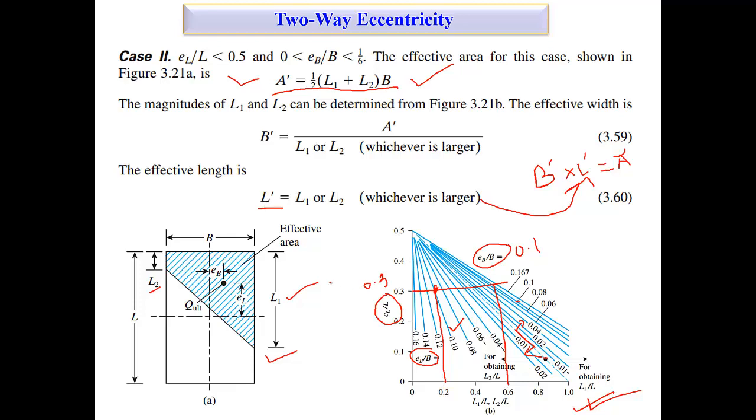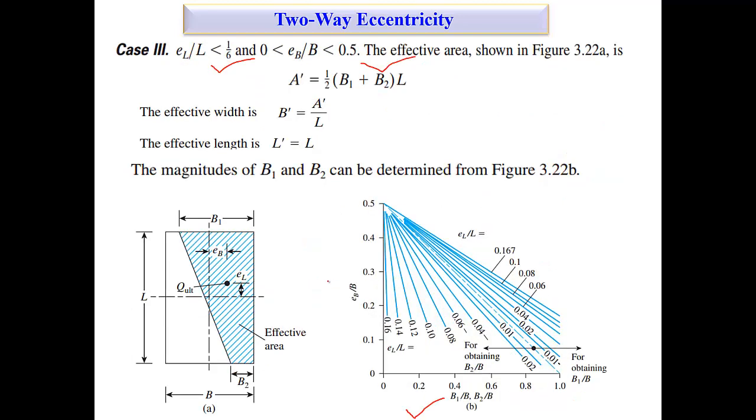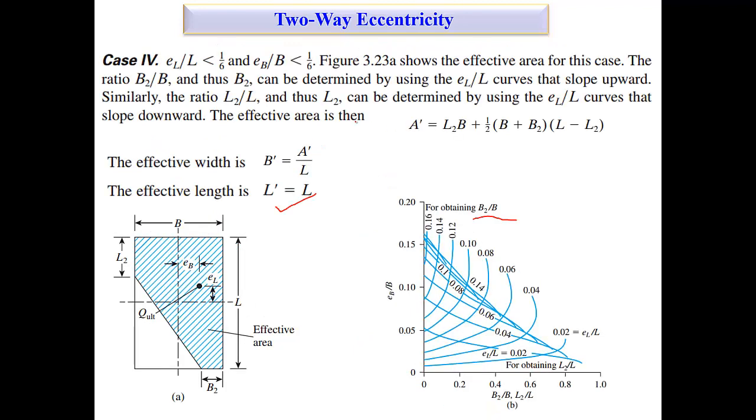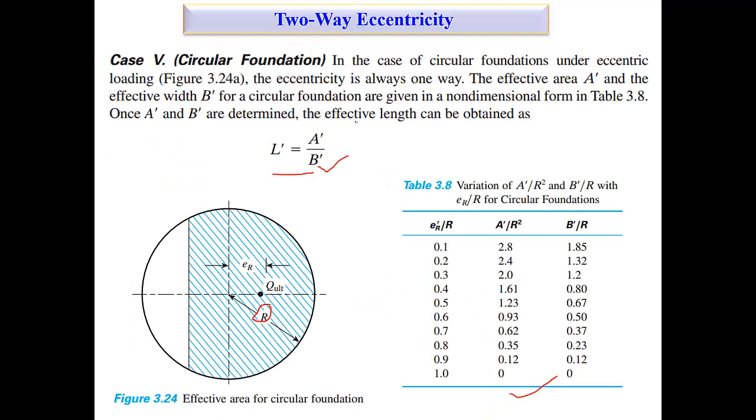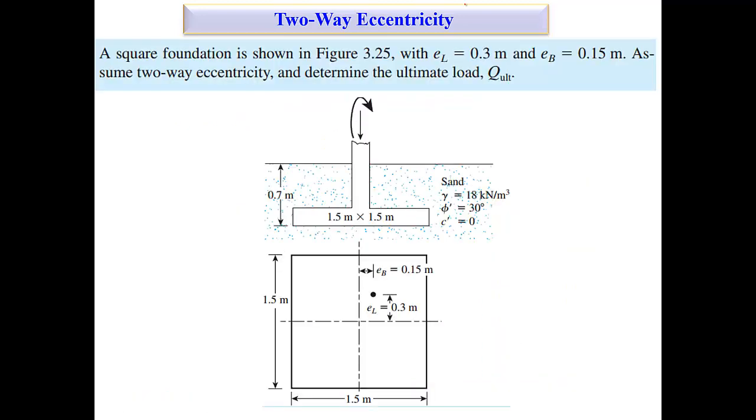Okay. So there are case 3 also you can check. In the beginning of this problem, what you will do? You will first check the EL by L ratio and the EB by B ratio. Then you decide which of these 3 or 4 cases suits, right? And that case value you can apply. Okay, and finally you can practice this one.